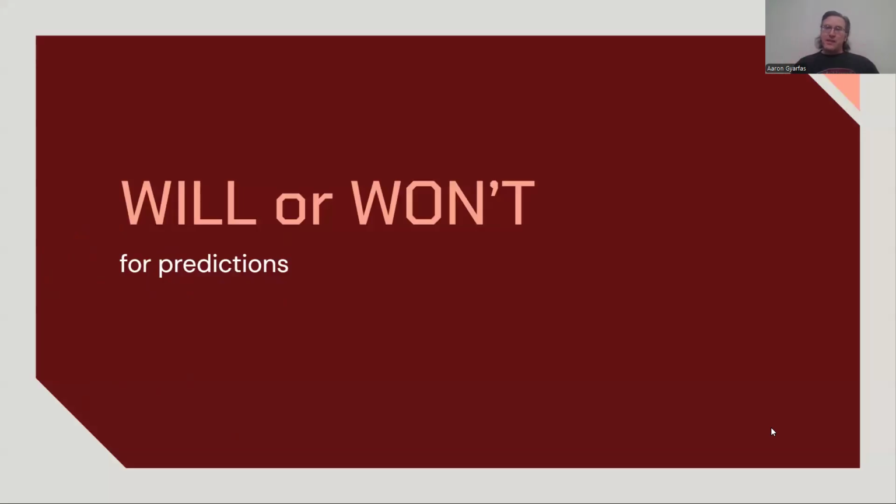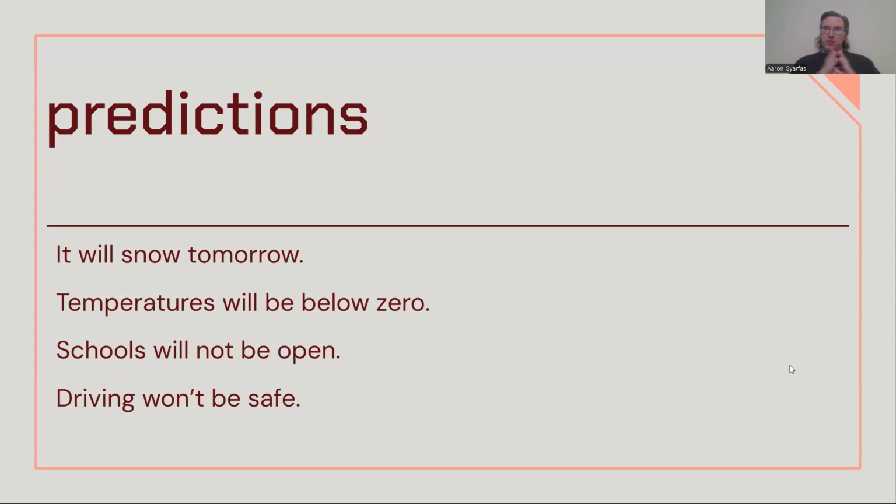Now, for predictions, when I'm thinking of the future and I want to give my opinion or make a guess, I can use will or won't. For example, talking about the weather, it will snow tomorrow. Temperatures will be below zero. Schools will not be open. Driving won't be safe. This is all a guess, right? I can't see the future.